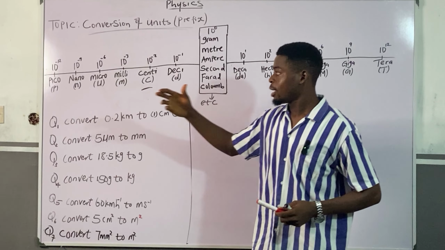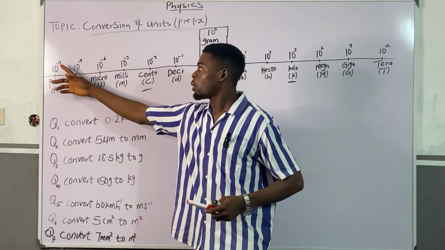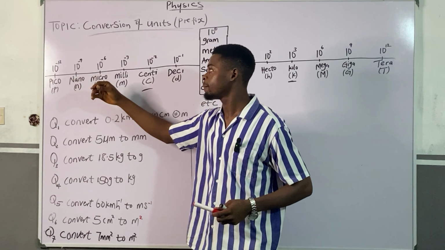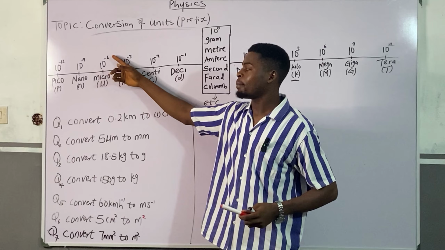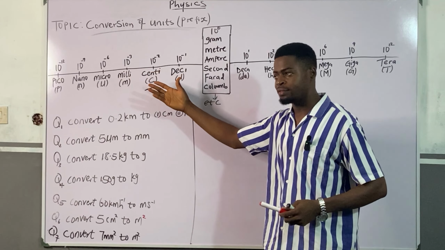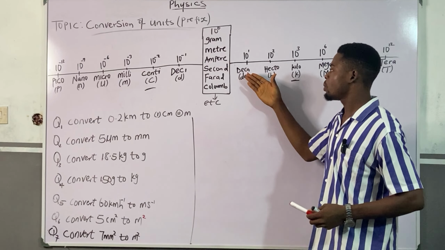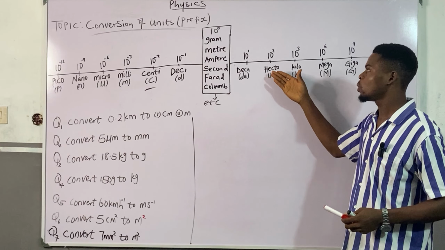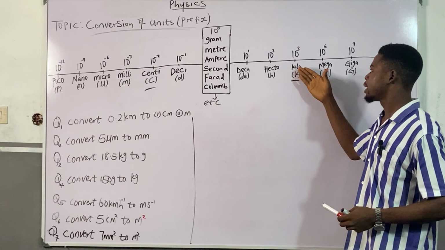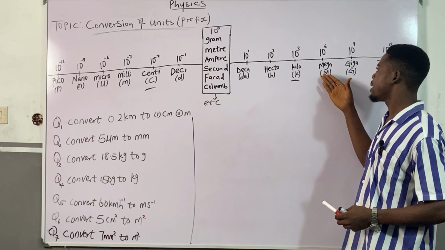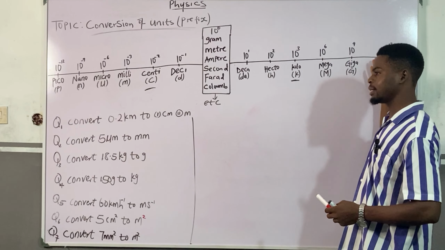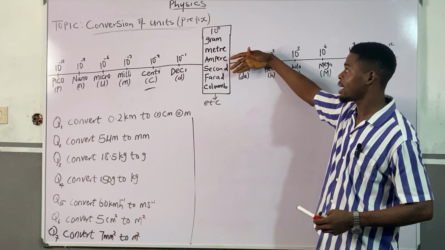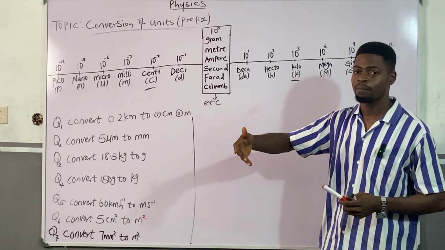That is, pico stands for 10 power minus 12. Nano stands for 10 power minus 9. Micro 10 power minus 6. And the rest of them. Then coming here we have deca stands for 10 power 1, hecto 10 power 2, kilo 10 power 3, then mega 10 power 6 and the rest of them. Now all these base units are having 10 power 0.